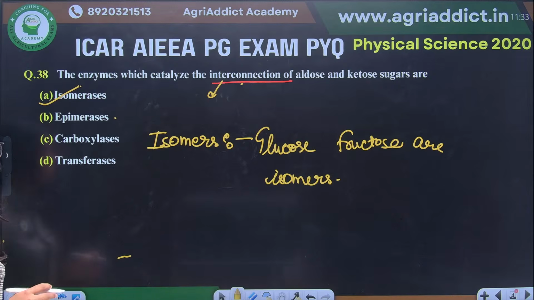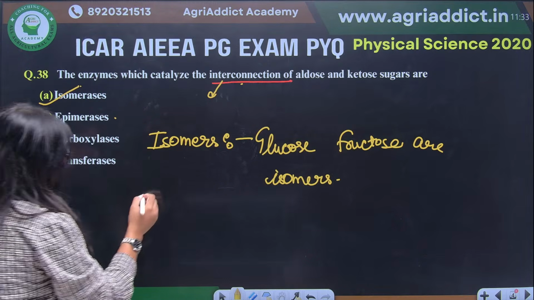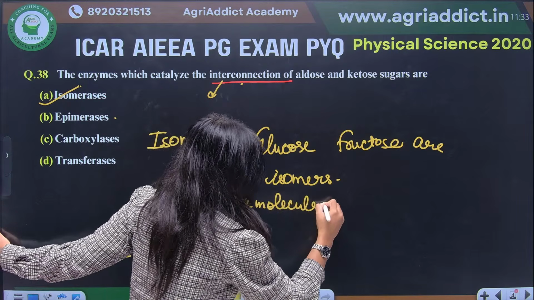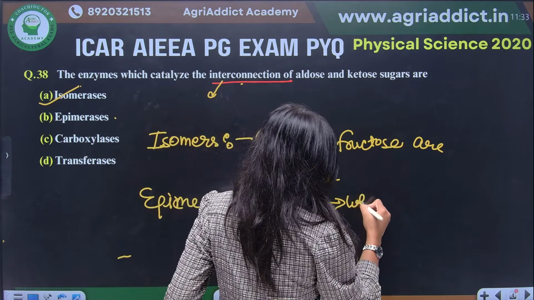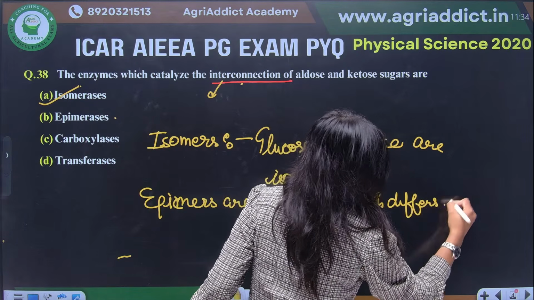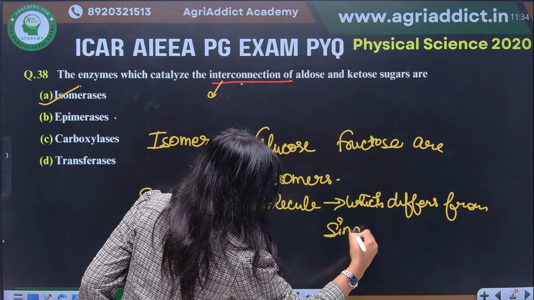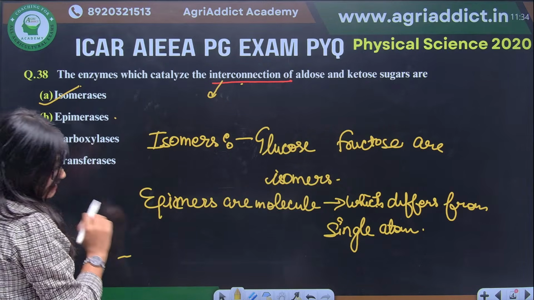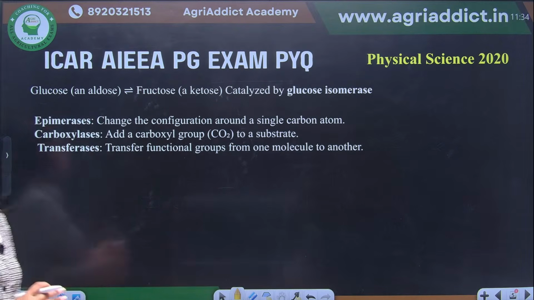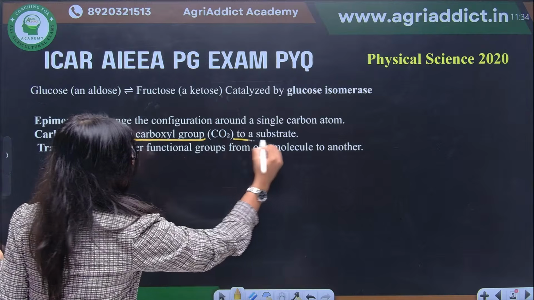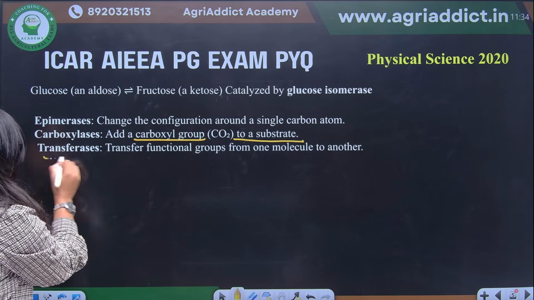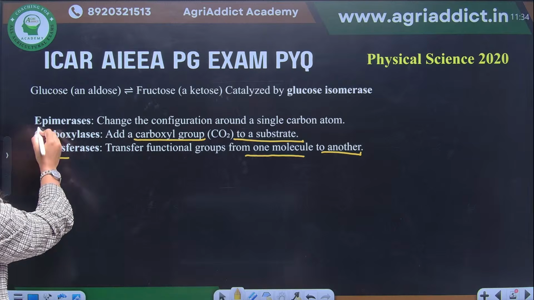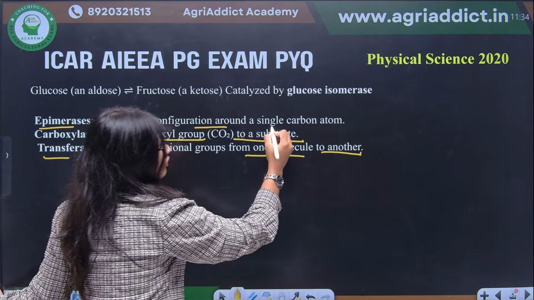Next is epimers. What are epimers? So epimers are compounds or molecules which differ at a single atom. Is it clear? Carboxylases and transferases are other enzymes. Carboxylases add a carboxyl group to the substrate. Next is transferases, which transfer a functional group from one molecule to another molecule. And epimers, I told you, change configuration about a single carbon atom.